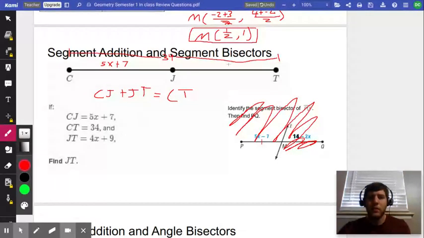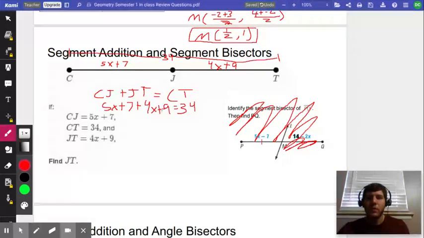Right, and then this piece here is 4x plus 9. So CJ, 5x plus 7, plus JT, 4x plus 9, is going to equal the whole thing, which is CT, which is 34. Okay, so 5x plus 7 plus 4x plus 9 equals 34. This first piece plus the second piece equals the whole thing.